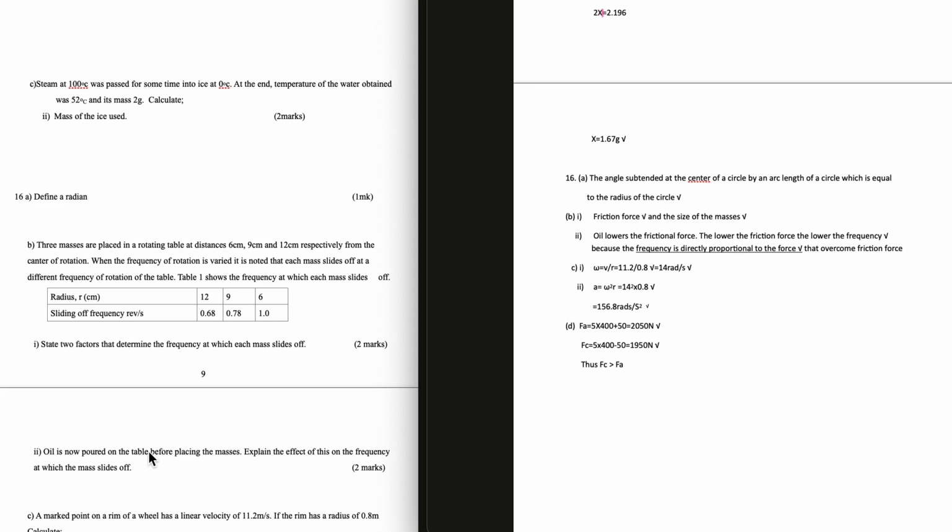Three masses are placed on a rotating table at distances 6 centimeters, 9 centimeters, and 12 centimeters, respectively, from the center of rotation. When the frequency of rotation is varied, it is noted that each mass slides off at a different frequency of rotation of the table. Table 1 shows the frequency at which each mass slides off. State two factors that determine the frequency at which each mass slides off.